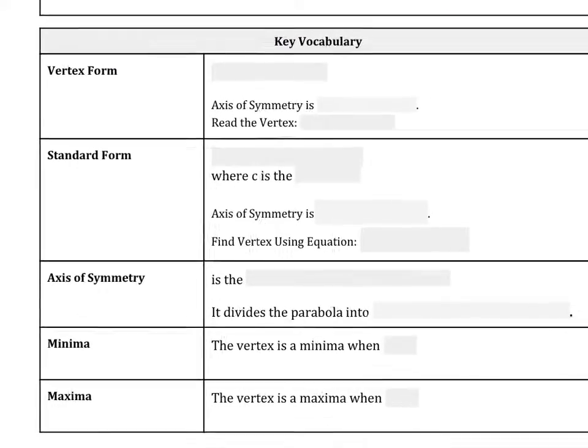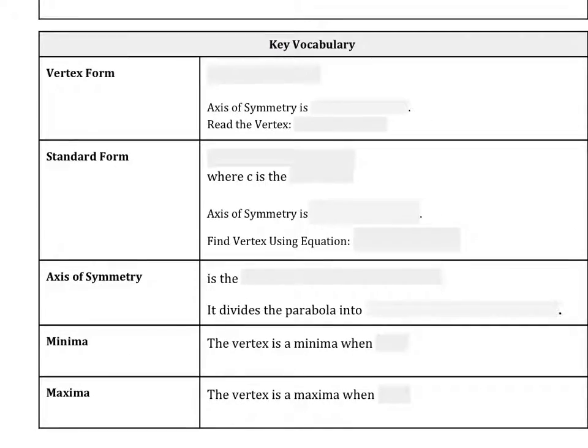Okay, so just some key vocabulary terms to remember. Our vertex form is f of x equals a times x minus h squared plus k. And so the axis of symmetry is x equals h. And we can read the vertex. That's what's nice about vertex form. It's h, comma, k.